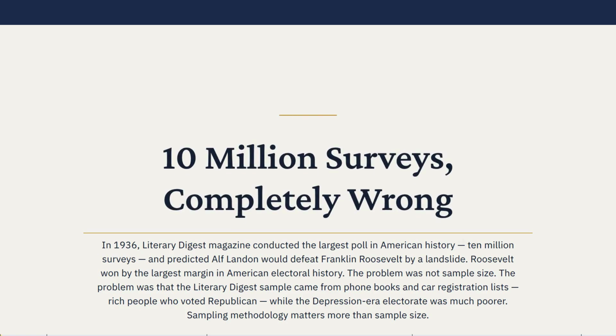In 1936, Literary Digest magazine conducted the largest poll in American history, 10 million surveys, and predicted Alf Landon would defeat Franklin Roosevelt by a landslide. Roosevelt won by the largest margin in American electoral history. The problem was not sample size. The problem was that the Literary Digest sample came from phone books and car registration lists, rich people who voted Republican, while the Depression-era electorate was much poorer. Sampling methodology matters more than sample size.